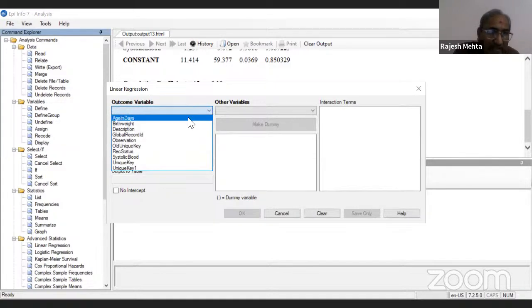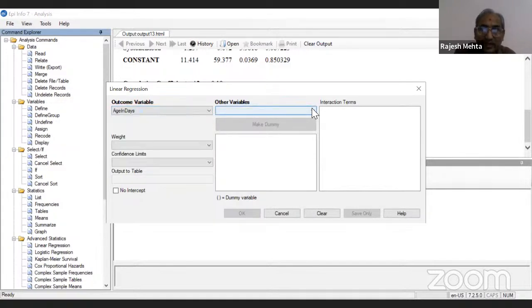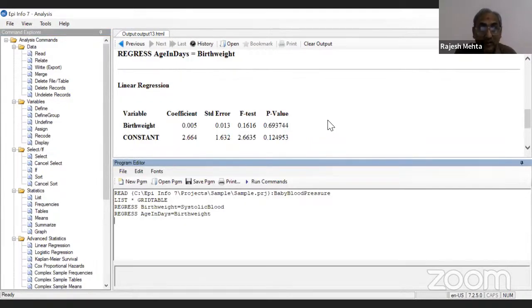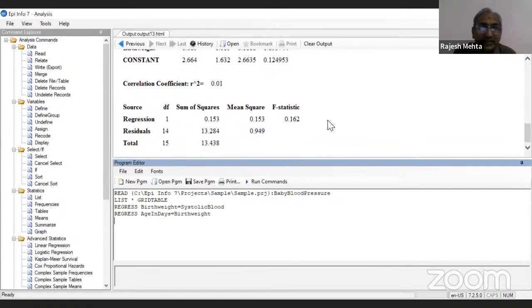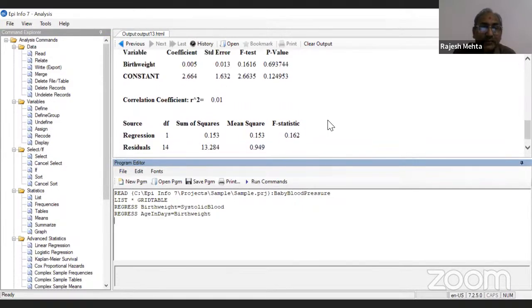Other thing, you have age in days versus birth weight. Here also you can say that there is 0.01, almost zero. So in the present study, there is no correlation between birth weight and the number of days, the age of a child. This is how you apply the linear regression.